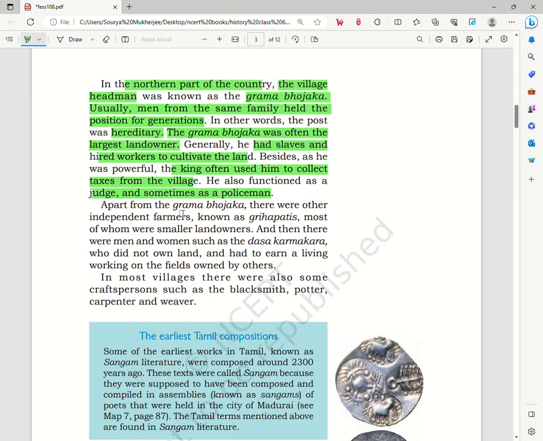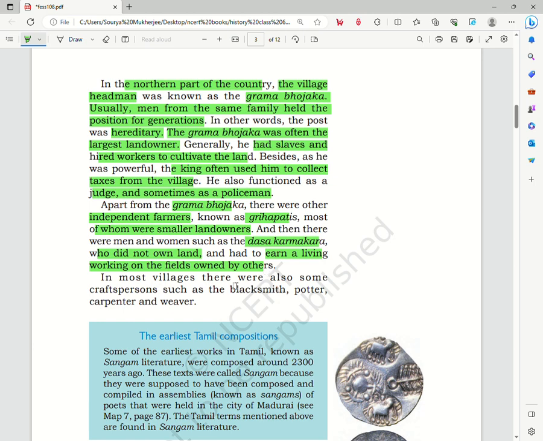Apart from Gram Bhojaka, there were other independent farmers known as Grihapatis, most of whom were smaller landowners. So other than the Gram Bhojaka, who was the largest landowner, the other farmers and landowners in the villages were known as Grihapatis. And then there were men and women such as Dasa Karmakara who did not own any land. So these were the landless laborers and slaves. These were known as the Dasa Karmakaras and had to earn a living by working on fields owned by others. They used to work on the fields of large landowners, and in this way they used to earn a living for themselves.